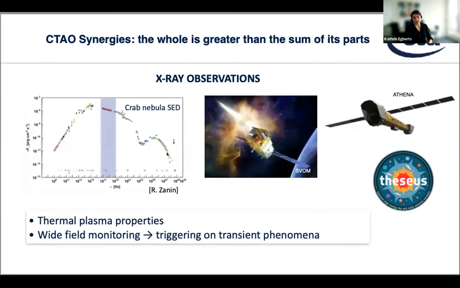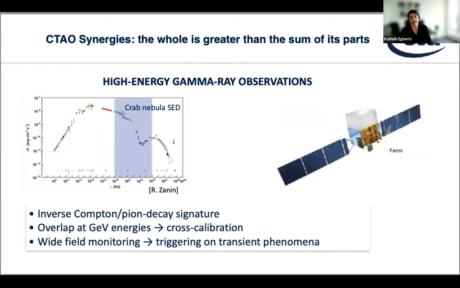When we move on to X-ray observations, it's a similar thing. In the moment that you have wide field monitoring, you can trigger on transient phenomena. Also, X-ray information is really interesting whenever it comes to the measurement of thermal plasma properties. So this is the energy regime where we can measure that. And then high energy gamma rays. There we have the Fermi satellite.